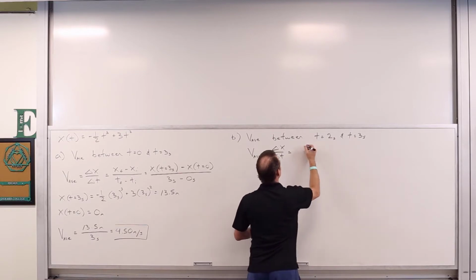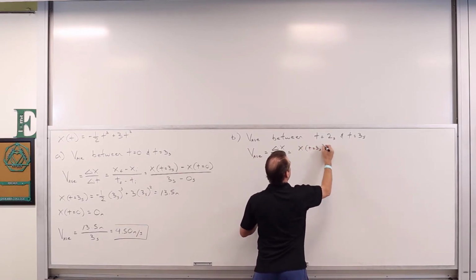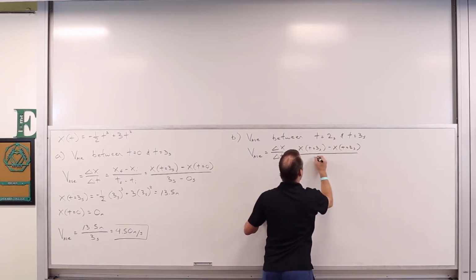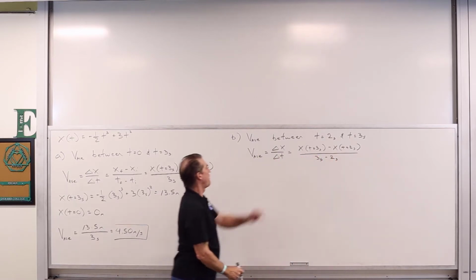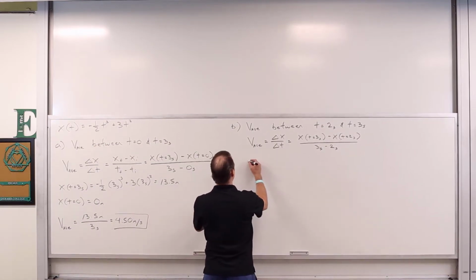Which is going to be: v average equals x of t at 3 seconds minus x of t at 2 seconds, divided by 3 seconds minus 2 seconds. So what do we need? Well, we've already got x of t equals 3 seconds. That's 13.5. Let's just get x of t at 2 seconds.